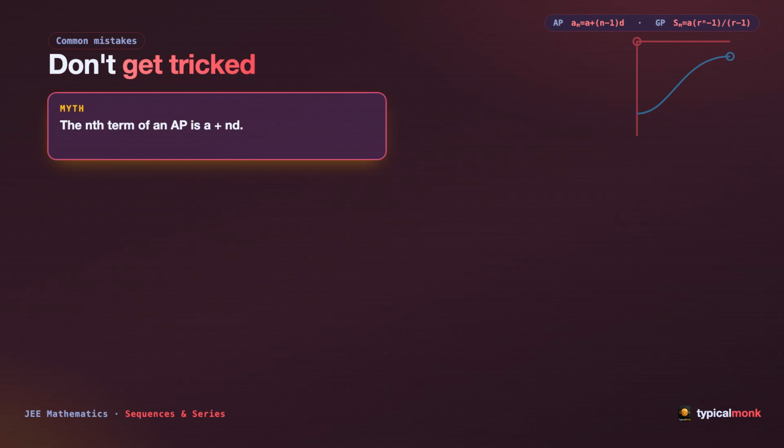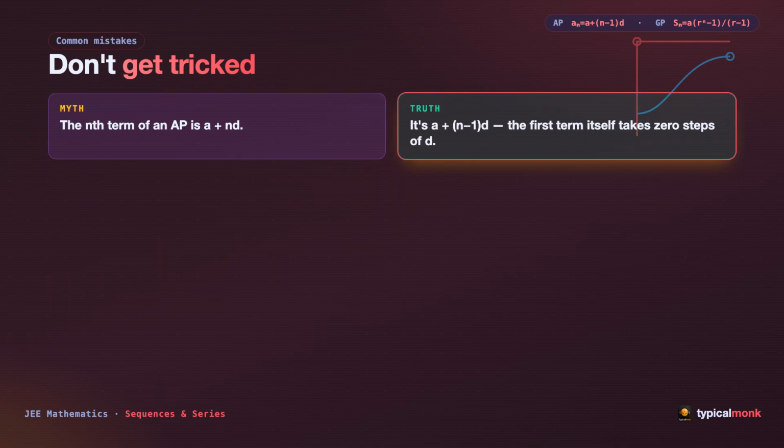Two myths that trap thousands of students every year. Myth 1. The nth term of an AP is the first term plus n times the common difference. It feels natural. Term number n, so multiply by n, surely. David believed this for weeks. But here is the truth. The nth term is the first term plus (n minus 1) times the common difference, because the first term itself has taken 0 steps. Miscounting that one step throws off every term after it.